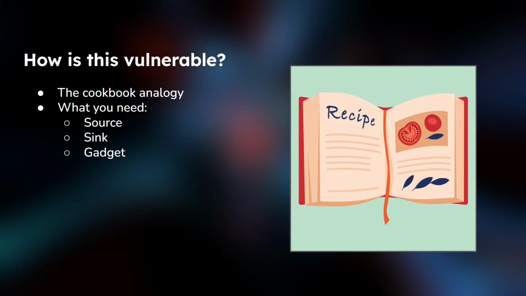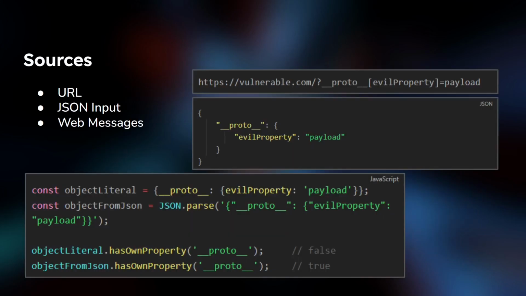So we need a source and a sink, and the sink needs to pass in something that we can control with our prototype pollution in the form of a gadget. So let's talk about what that might look like.